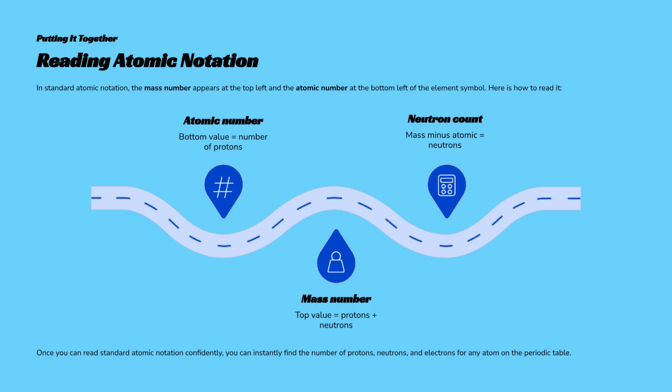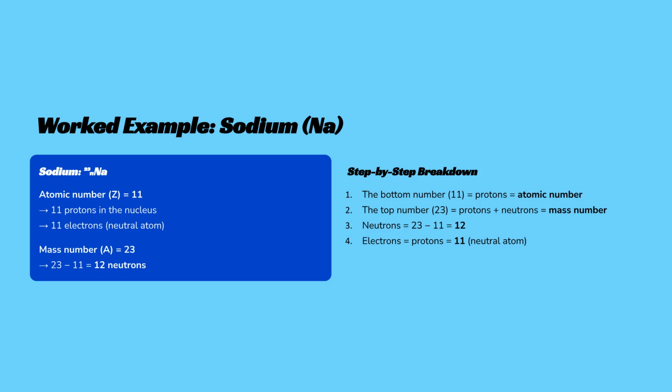The mass number is at the top left, and the atomic number is at the bottom left. Subtracting the two gives you the number of neutrons. Let's apply this to sodium. With an atomic number of 11, we know it has 11 protons and 11 electrons. A mass number of 23 means it contains 12 neutrons, calculated by subtracting 11 from 23.